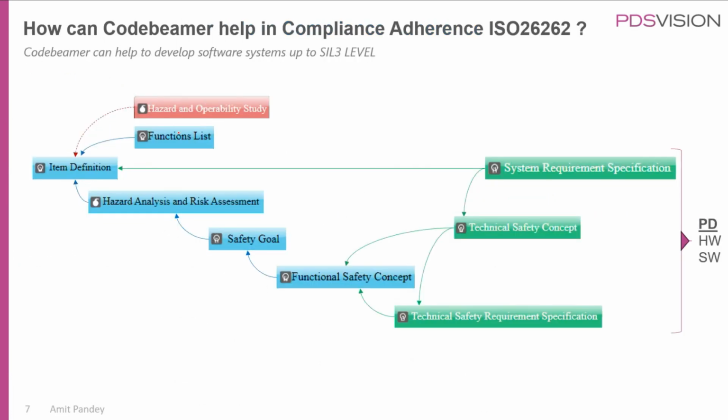Now, how can Codebeamer help in compliance adherence to ISO 26262? What you see here are the key items. These are all from the ISO standard itself. And what Codebeamer does is embed all this into the data model and into the tool, so that you don't need to worry about all these links and all these definitions which we're going to create. Let me just quickly walk you through this in the system, so that we save time and we toggle back and forth with the system.